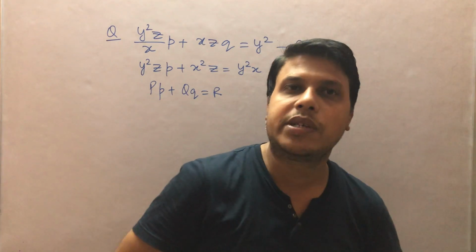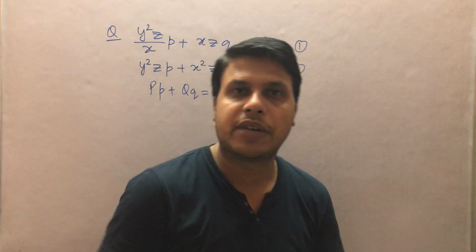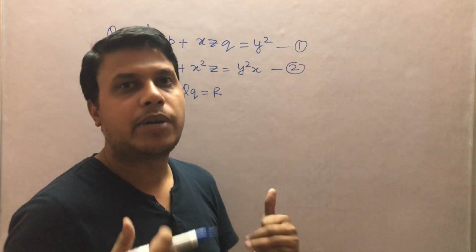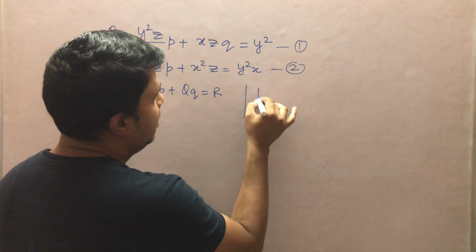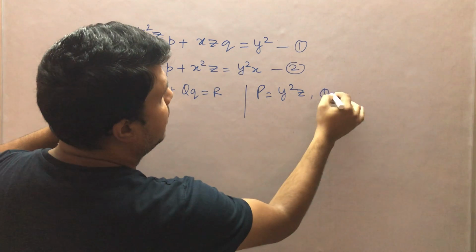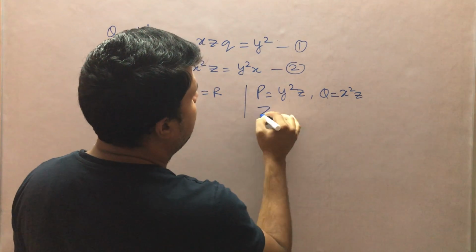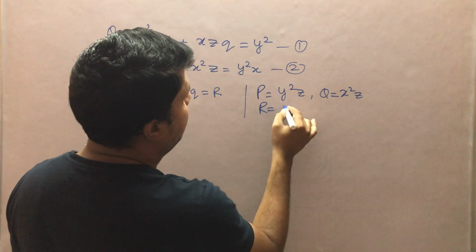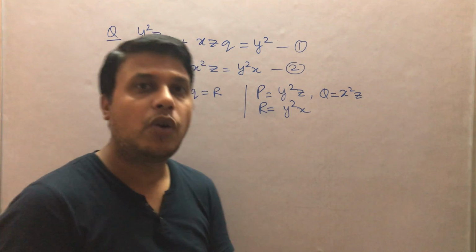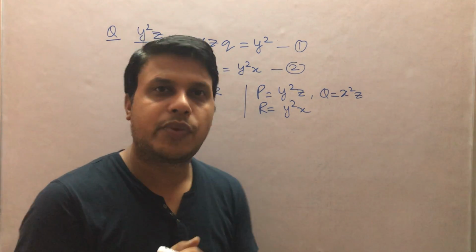Now we have to compare this equation with the Lagrange's equation, which is the standard form of writing the linear differential equation, or we can say linear partial differential equation. So after comparing, we will be able to get the values of capital P, capital Q and capital R. That is, P is going to be, Q is going to be, and R is going to be y square x. Hope this is clear. Now we have to form the auxiliary equation and then solve the equations.